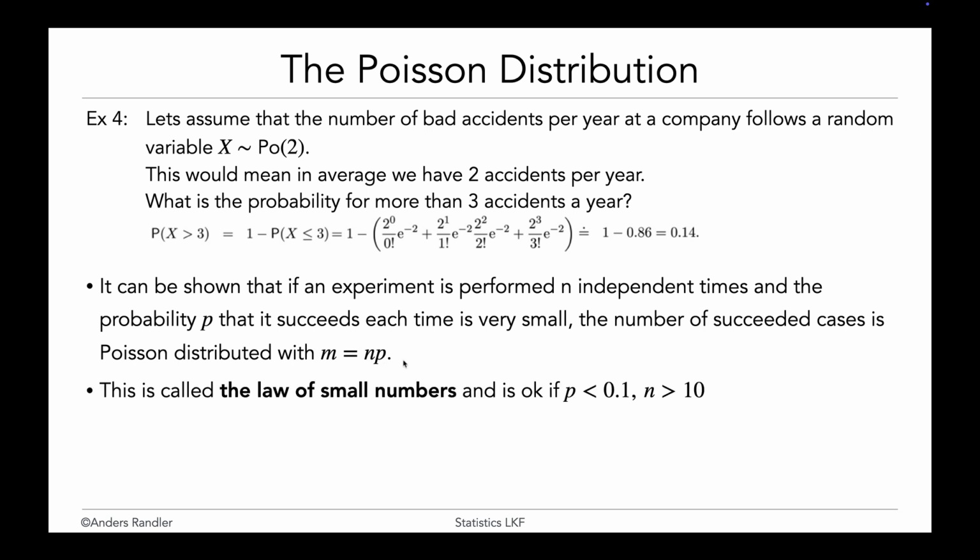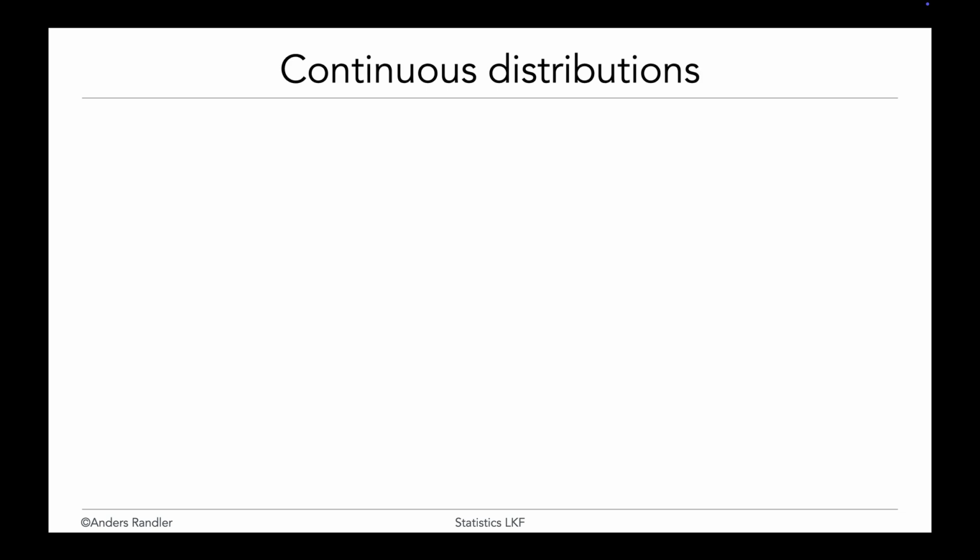This is called the law of small numbers, and it's usable if n is greater than 10 and p is less than 0.1. But I would say n should actually be quite a bit greater than 10 and p should be quite a bit less than 0.1 in order for this to really be something that you could use. Okay, that was discrete distributions, like if you count things and stuff like that.